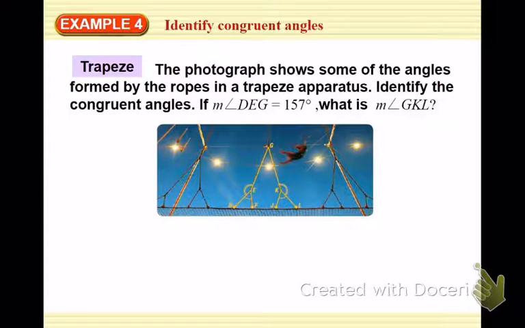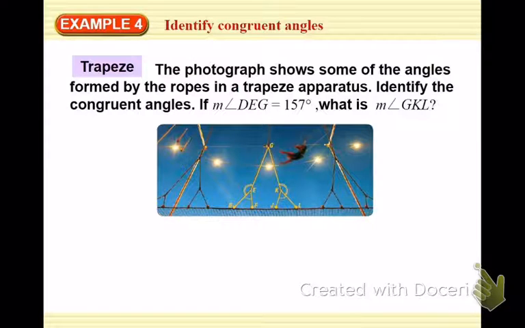Question here. The photograph shows some of the angles formed by the ropes in a trapeze apparatus. Identify the congruent angles. And the measure of angle DEG is 157 degrees. What is the measure of angle GKL? Again, I told you we want to be careful about what we assume out of a picture, and we only need to go by what we know. Okay?